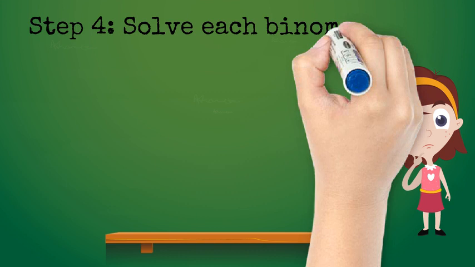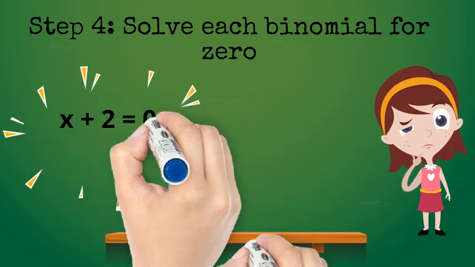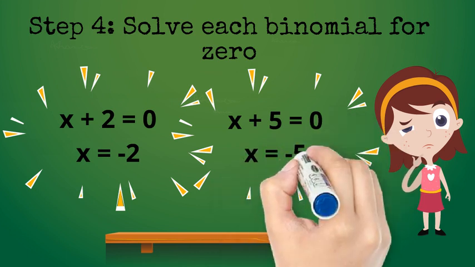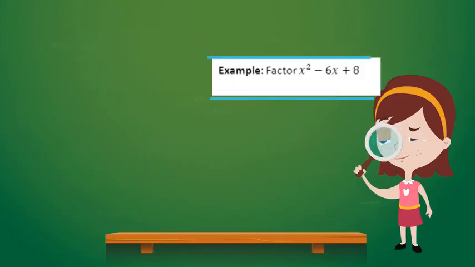Step 4 is we set each binomial equal to 0 and solve for the variable. So x equals -2 and x equals -5. Ta-da! You did it! Heads up, make sure you watch your signs. The signs of b and c are very important.